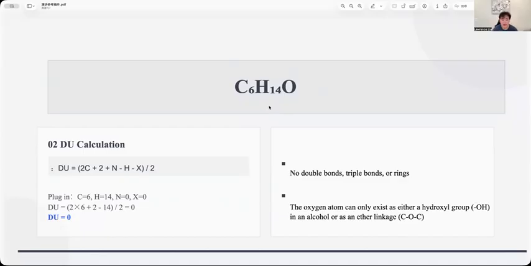Using the formula, we find DU equals 0. This is a very important piece of information. It tells us that our molecule is completely saturated, with no double bonds, triple bonds, or rings. The oxygen atom can only exist as either a hydroxyl group, OH, in an alcohol, or as an ether linkage, C-O-C, significantly narrowing down our possibilities.